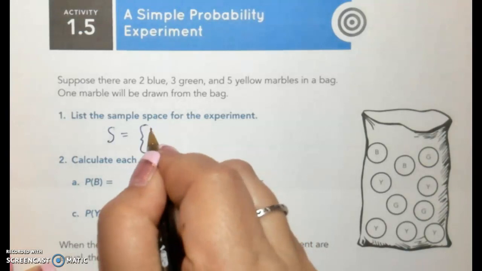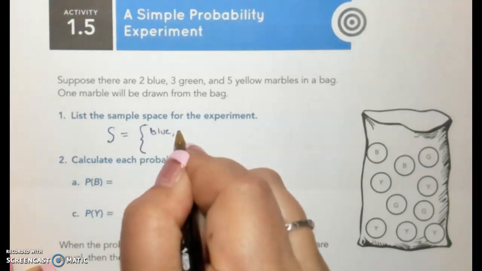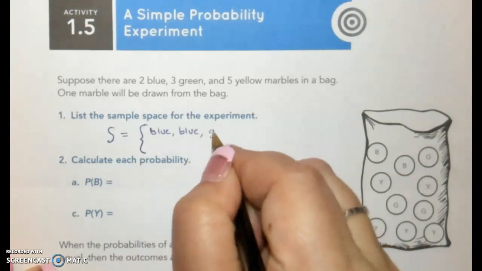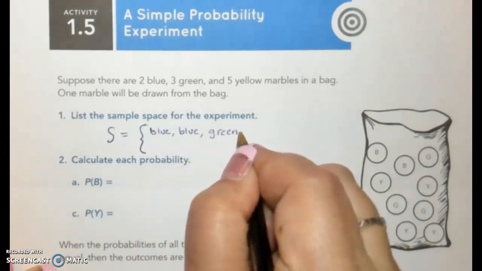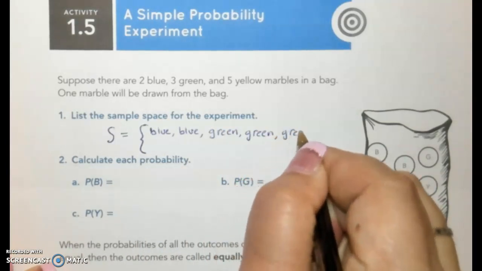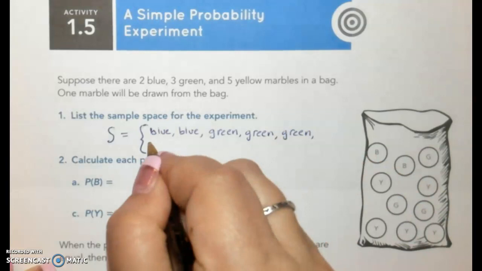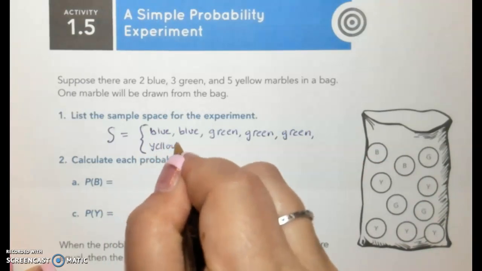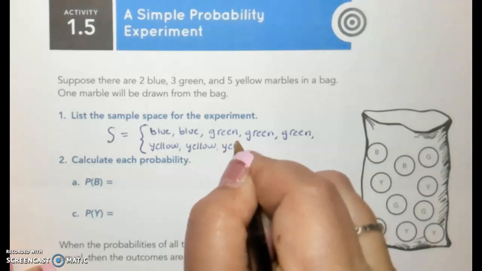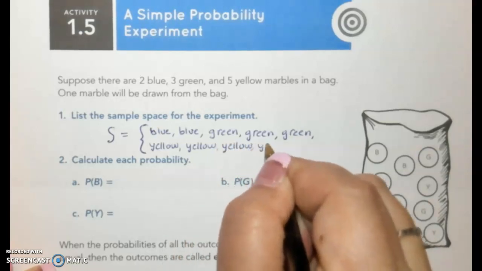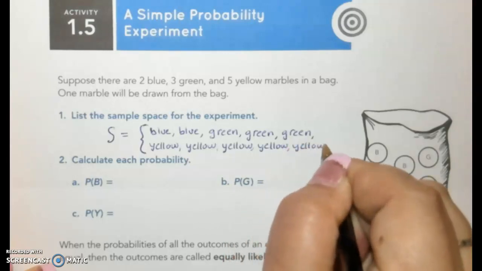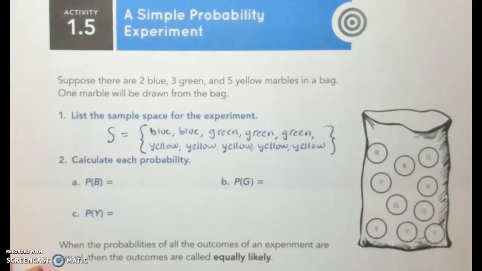So there are 2 blue marbles in the bag, 3 green, and 5 yellow. And then we will end our bracket.